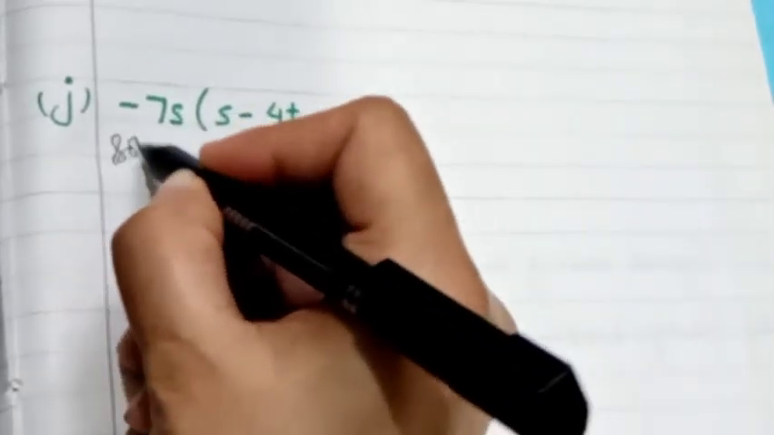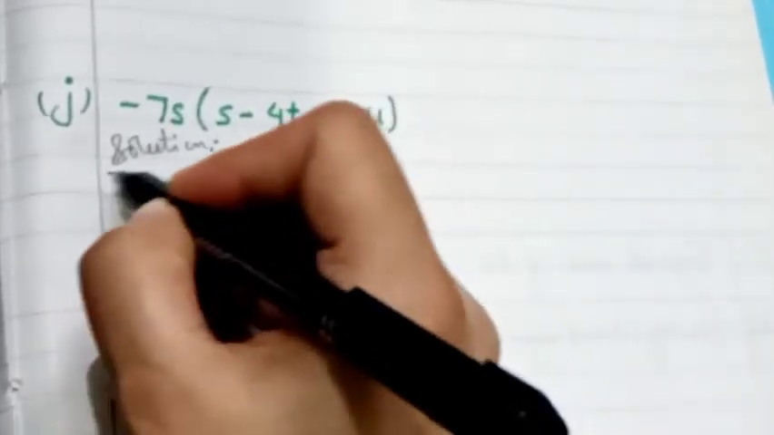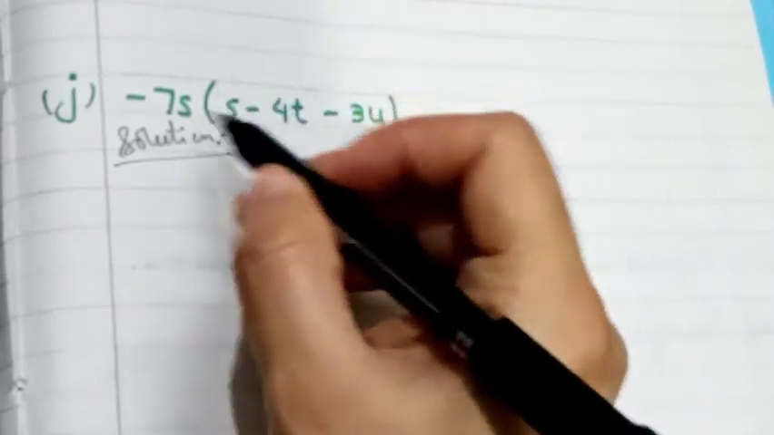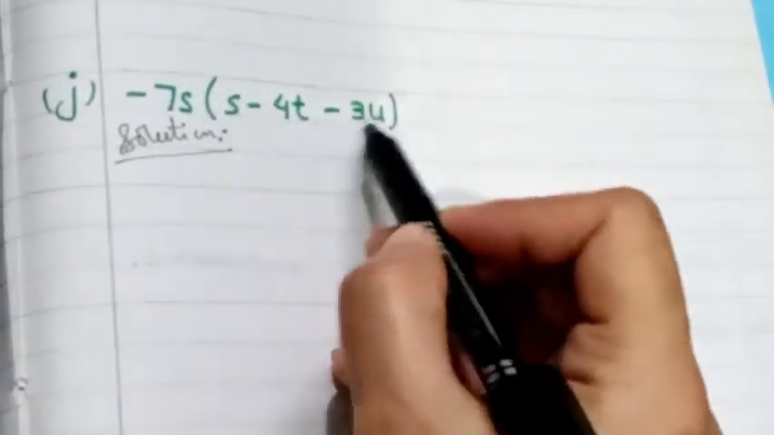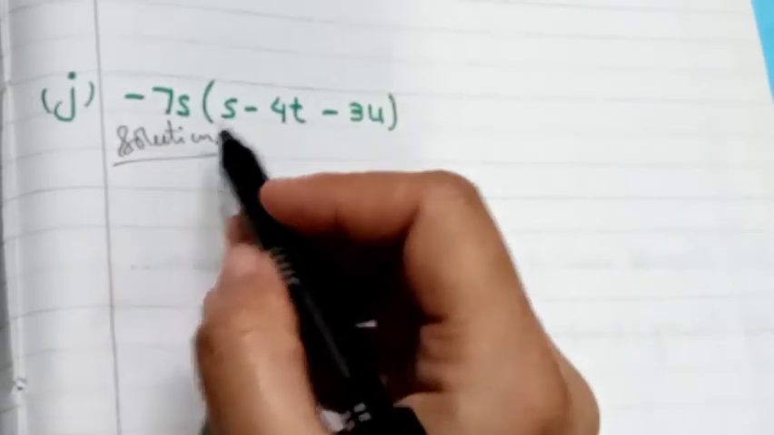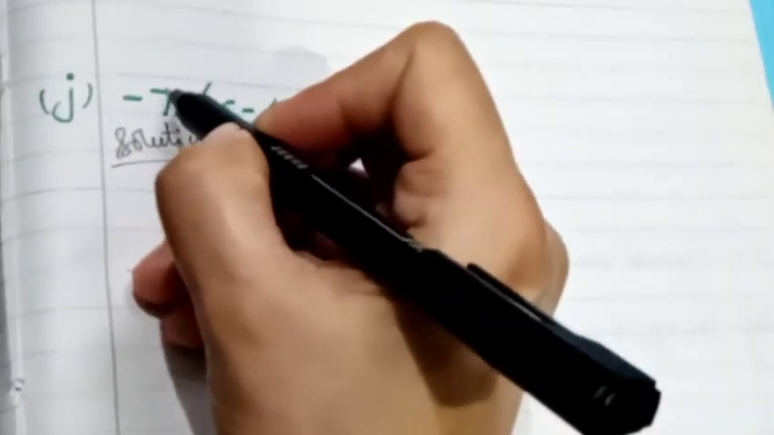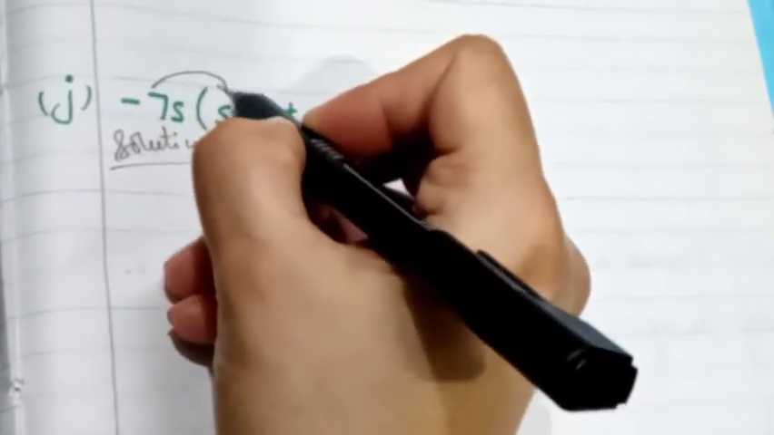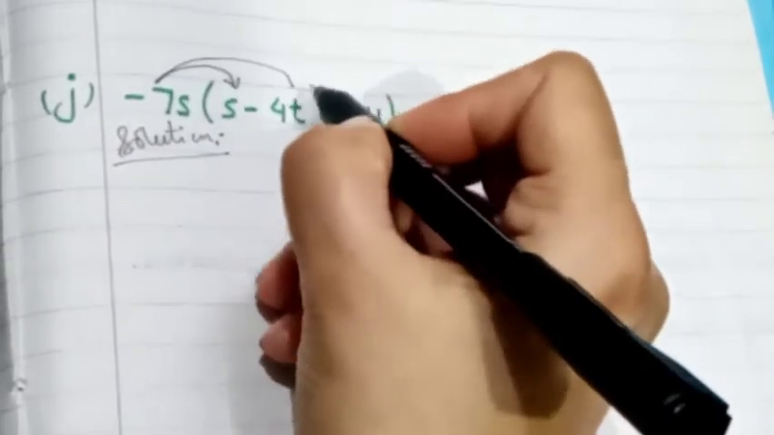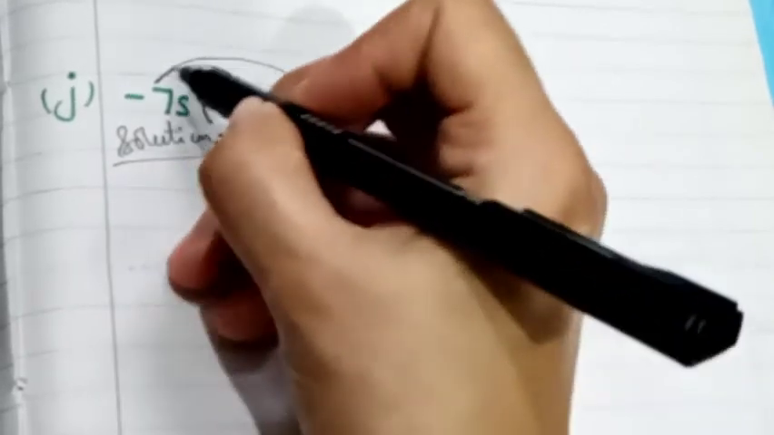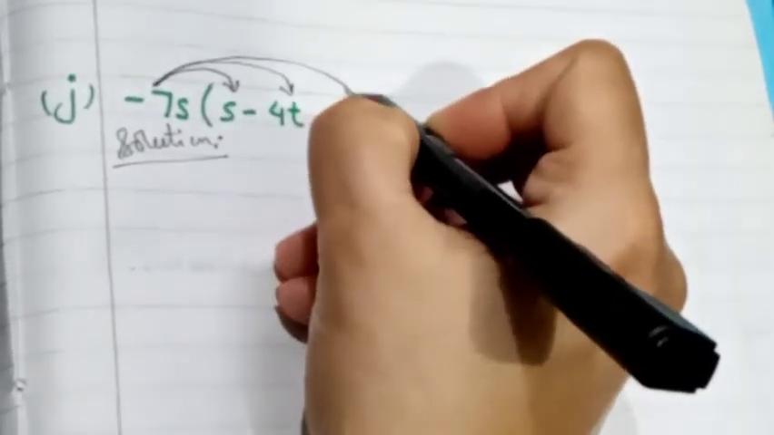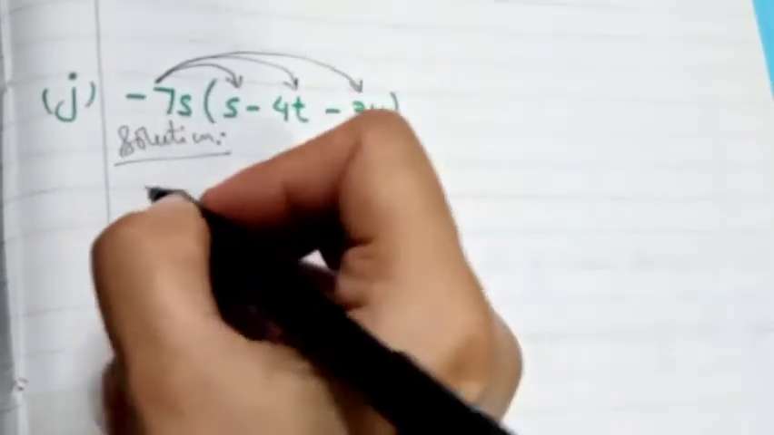Now I am doing part J for you. We have to multiply minus 7s, and inside the bracket we have more than 2 terms. Here we have 3 terms, but the solution will be same. We have to apply the distributive law here. First we have to multiply minus 7s with s, then with minus 4t, and in the end we have to multiply minus 7s with minus 3u. So we are applying distributive law here.